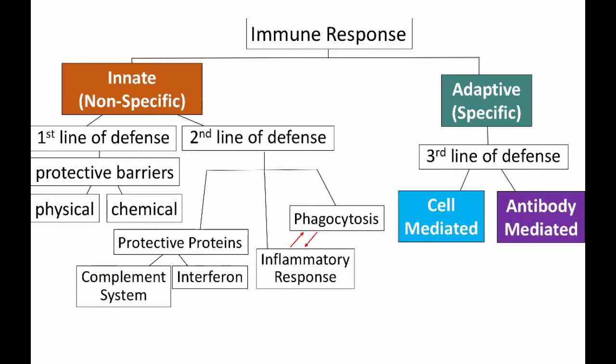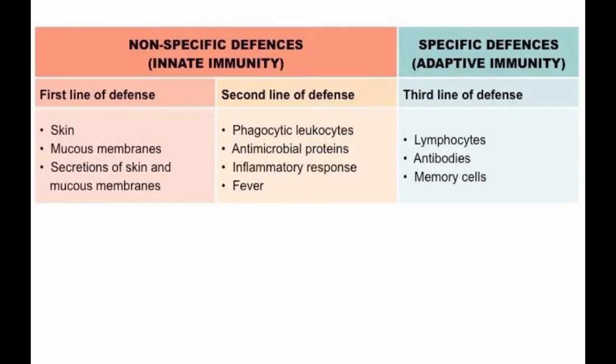So this is the concept map that I put up the other day, fleshed out a little bit, adding some details about the protective proteins and the process of phagocytosis and the inflammatory response. In this slide, we just have another summary looking at the first, second, and third lines of defense in the immune system.